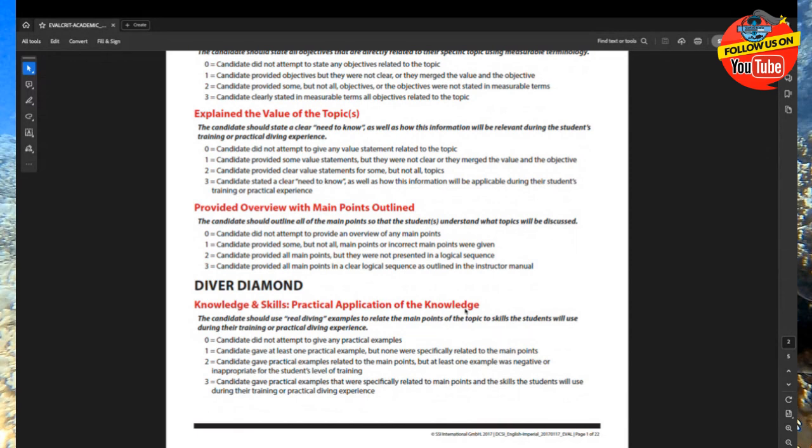Knowledge. Practical application of the knowledge. The candidate should use real diving examples to relate the main points of the topic to the skills the student will use during their training or practical diving experience. Candidate gave practical examples that were specifically related to the main points and the skills the students will use during their training or practical diving experience. So this is a tricky one. This is a rough one to get.